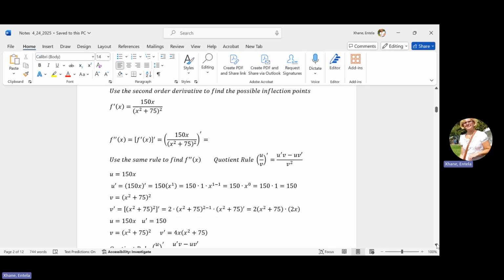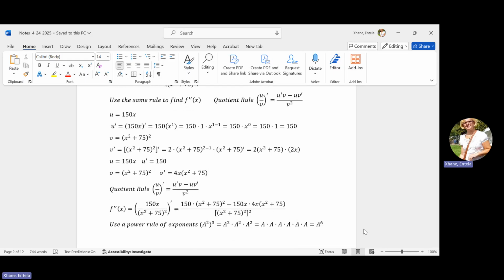And now I'm ready to substitute using the quotient rule. So u prime is 150 times x squared plus 75 squared, which is the v, minus 150 times x, that's the function u, so 150x, times 4x, which is times x squared plus 75, which is the derivative of v, all over v squared. But you already have x squared plus 75 squared, so if I square it again, that's going to be like multiplying the exponent, so that's going to be 4.